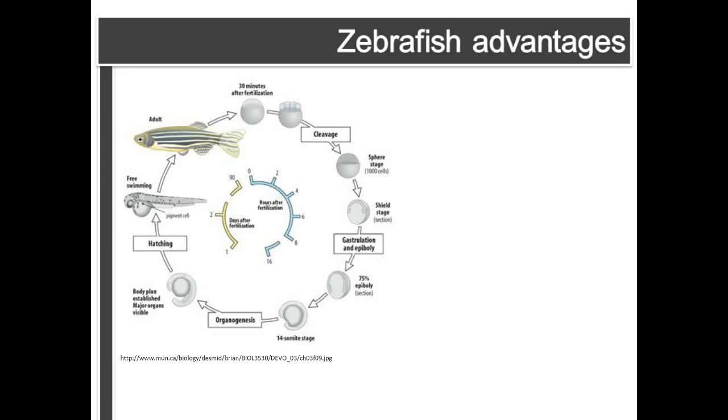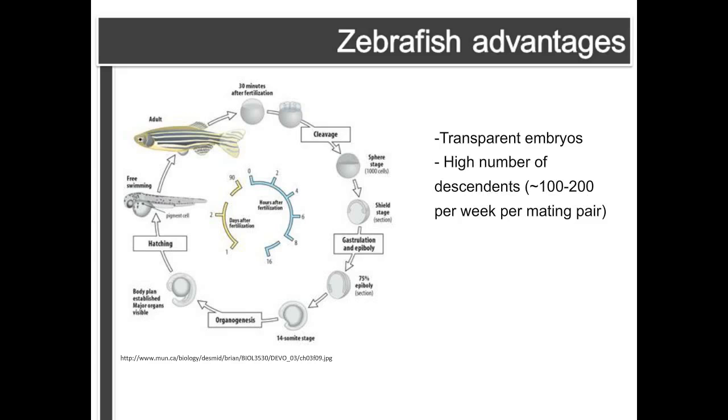This all happens because this animal model has advantages. The embryos are transparent, so you can see the development of the fish all the way while it's growing. It has a high number of descendants. From a mating pair, you can have 100 to 200 eggs per week.